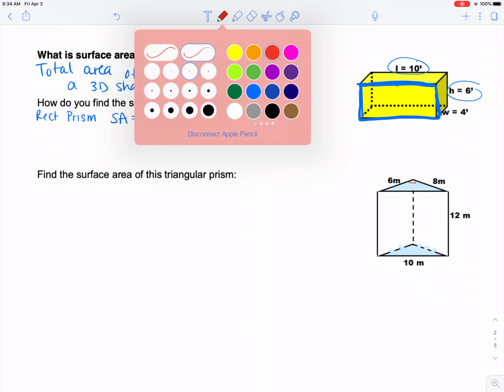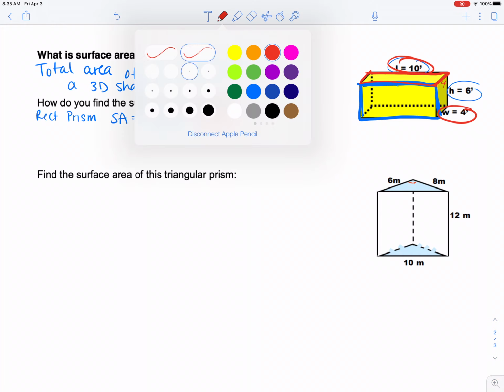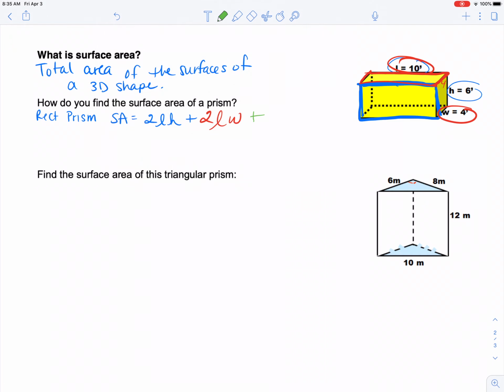plus, now if I take, let's say the top, it has the length as one of the dimensions and the width of the prism here, 4. So I do length times width to get the area of the top, and I times that by 2 to also include the bottom. And then plus, on the side, the dimensions are the width and the height of the prism, and I times that by 2 to be the area of both of those sides.